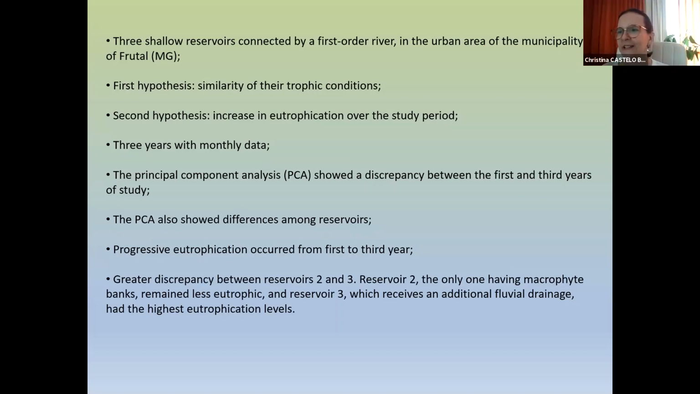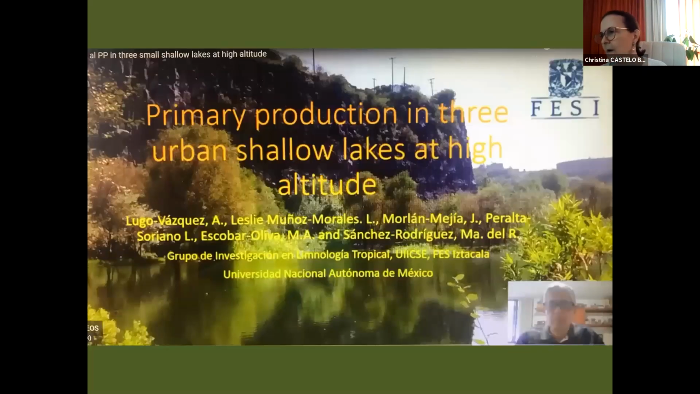So we are going to the next presentation. Primary production in three urban shallow lakes at high altitude. And the presenter is Alfonso Lugo from the Universidad Nacional Autónoma de México.